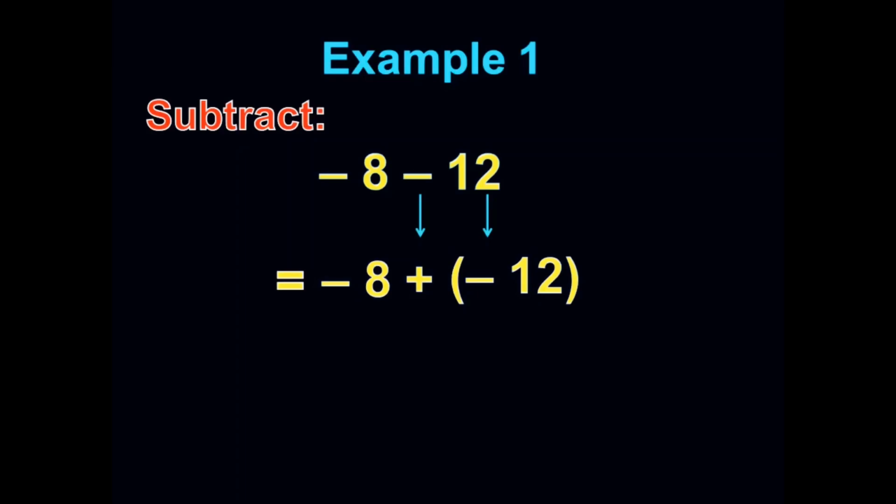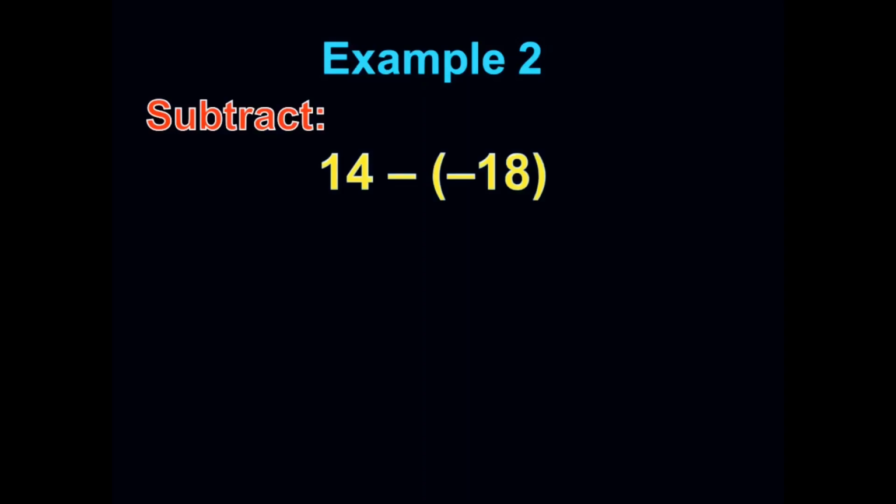Now we'll proceed to example 2. Subtract 14 minus negative 18. Just like what we did earlier, we need to bring down first the minuend, which is 14. Then change the minus sign into plus sign. And then change the subtrahend into its opposite. After that, we proceed to addition. So 14 plus 18 is 32.